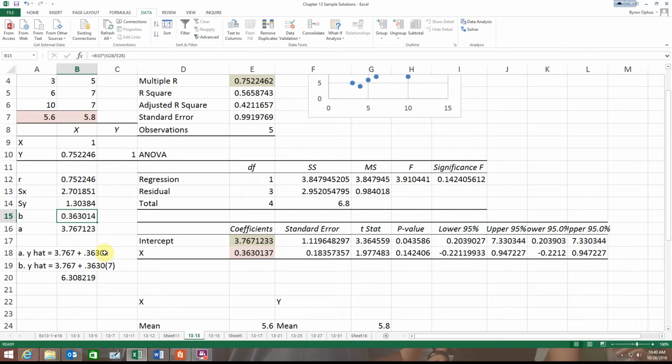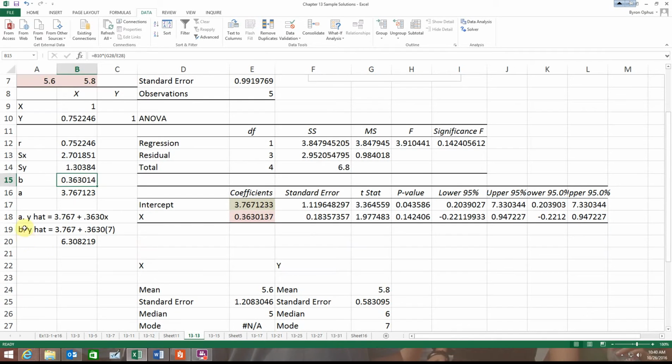They just want you to leave the X in there. But then B asks, so what happens if X is equal to 7? So instead of having an X here, we'd say 3.6, or 0.363 times 7. So this is simply equal to our A plus parentheses B times 7 in parentheses, and hit enter, and there we have it.